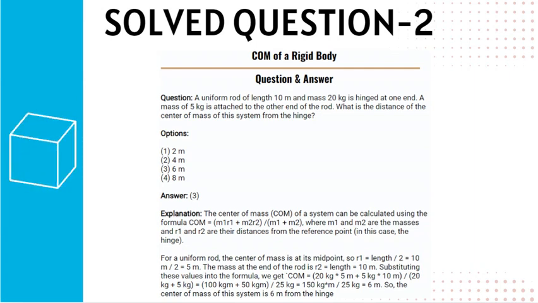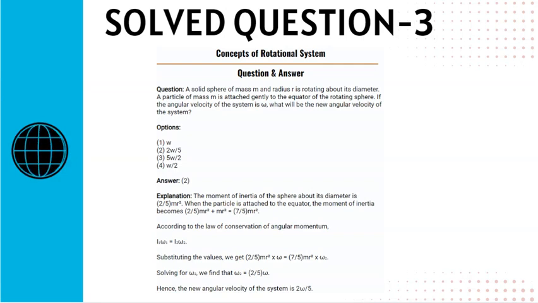In question number 3, the law of conservation of angular momentum is to be used. The total kinetic energy remains the same. When an additional mass is attached to the spherical mass at the equator, its inertia will increase and as a result the angular velocity should decrease to conserve the angular momentum.